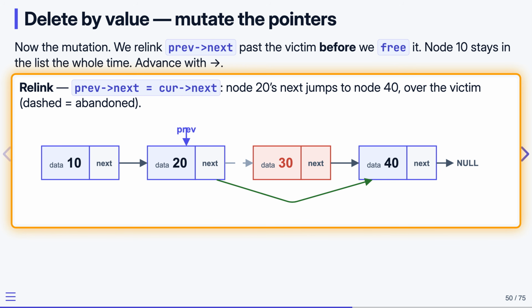Now the mutation. First, relink. We run prev arrow next becomes cur arrow next. So node 20's next jumps from the victim straight to node 40. The dashed line is the old link we abandoned. Notice node 10 is still here and the victim is still in memory. We have not freed it yet.